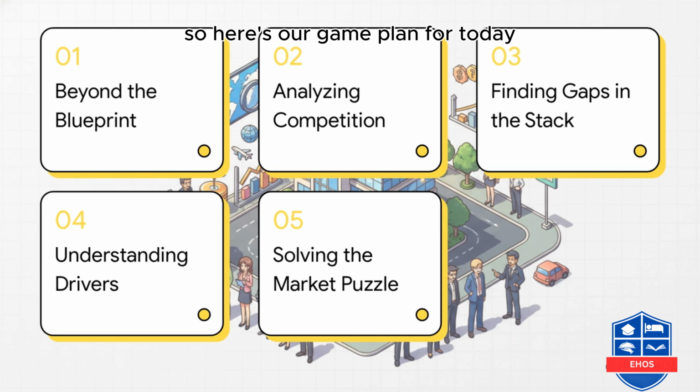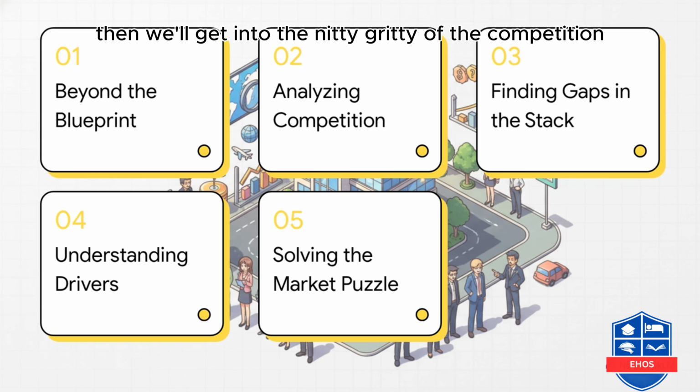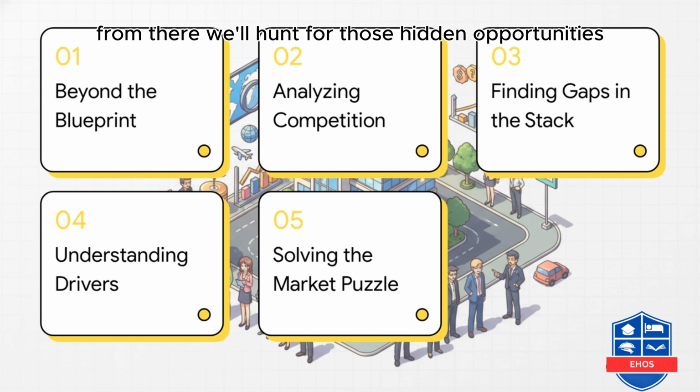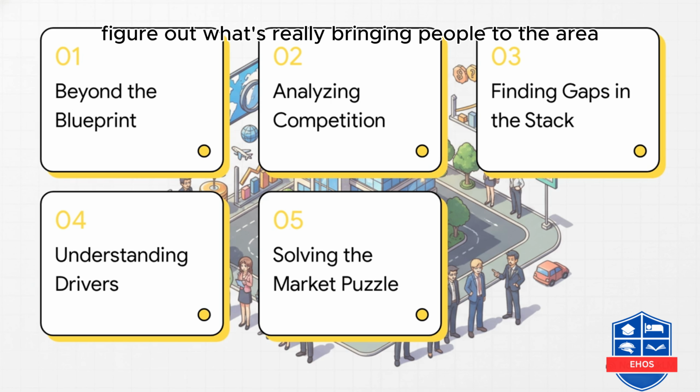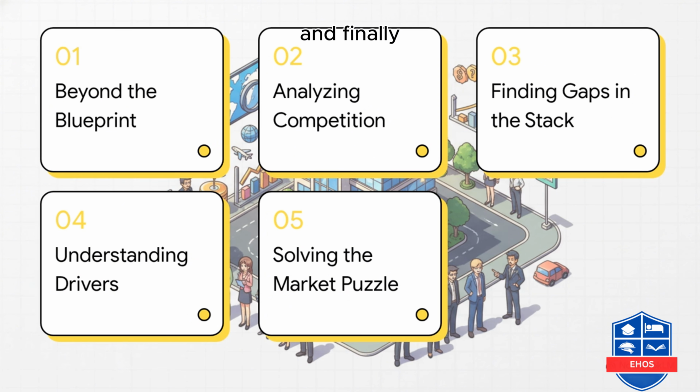So here's our game plan for today. We're going to start by zooming out, looking beyond the actual piece of land. Then we'll get into the nitty-gritty of the competition. From there, we'll hunt for those hidden opportunities, figure out what's really bringing people to the area, and finally, we'll put all those pieces together for a winning strategy.